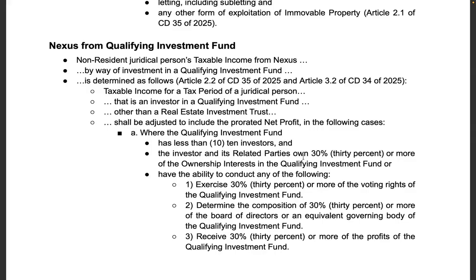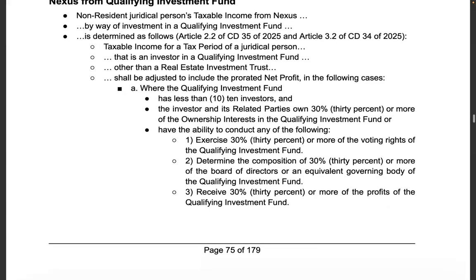So there's a power group. That investor and the related parties own at least 30% of the ownership interest in the qualifying investment fund, or have the ability to conduct any of the following: exercise 30% or more of the voting rights, determine 30% or more of the board of directors, or receive 30% or more of the profits. All of these are evidences of control, right?